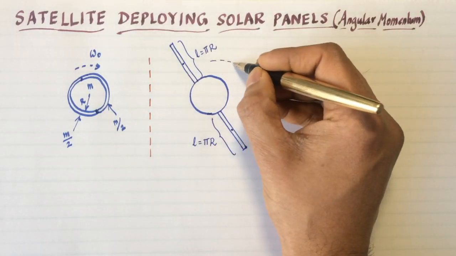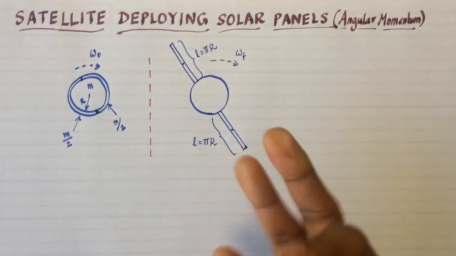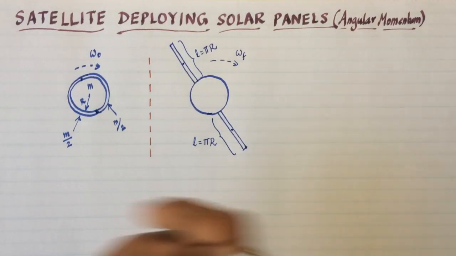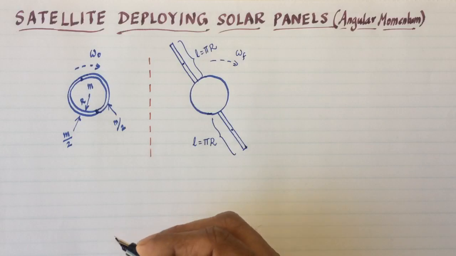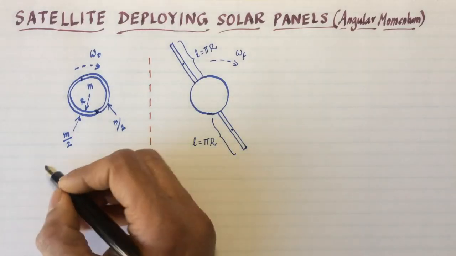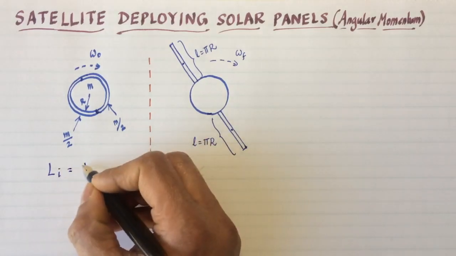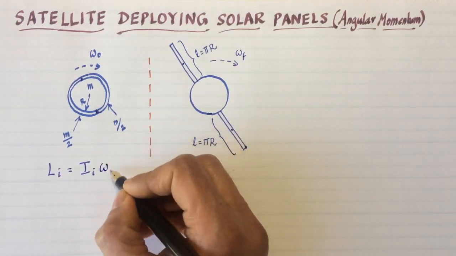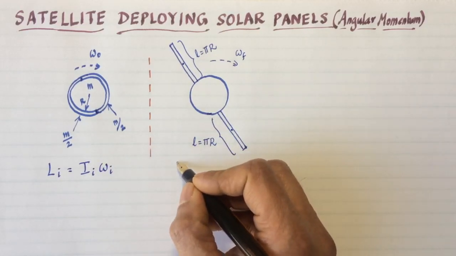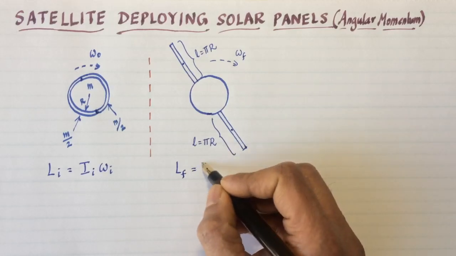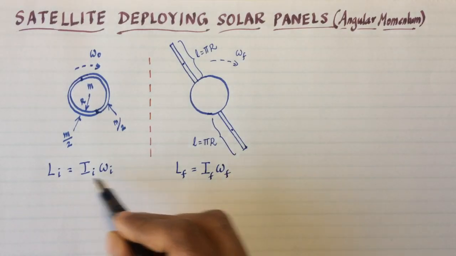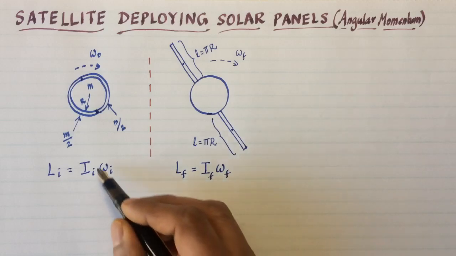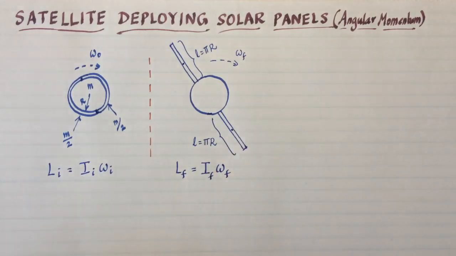And our aim is to find the final angular speed and possibly investigate if any energy was lost or gained in this process. So the first principle, the only principle that applies in this situation is angular momentum conservation. So we have to essentially set the initial angular momentum, which is the initial moment of inertia times the initial angular velocity, and set that equal to the final angular momentum, which is the final moment of inertia times the final angular velocity. So if we set these two equal, then we can solve for omega f in terms of I sub i and I sub f. So the next order of business is to determine I sub i and I sub f.